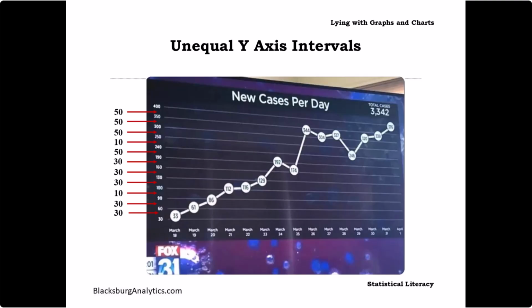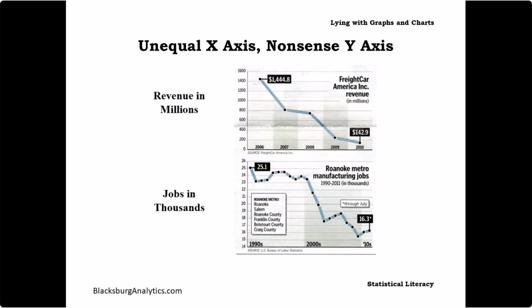This graph has unequal intervals on the y-axis. The intervals are mostly 30 units wide, with 10s and 50s at places where a pattern is squashed or emphasized. This chart from a newspaper purports to show the decline in revenue for Freight Car America and the number of manufacturing jobs in Roanoke, Virginia. The presentation makes it appear that the declines in revenue and jobs are related, or at least following the same path.